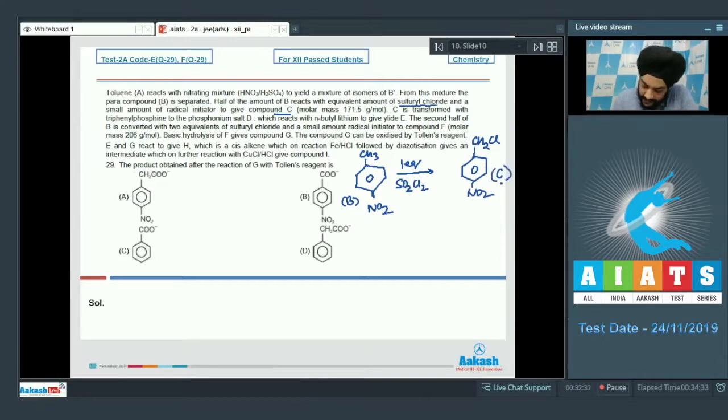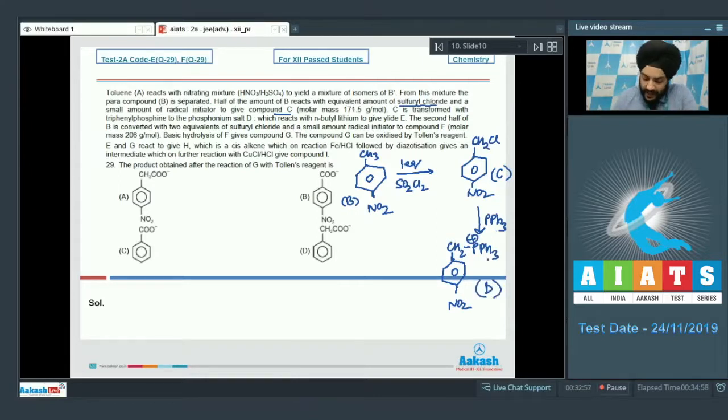Now this compound C is transformed with triphenylphosphine to give the phosphonium salt D. So when this reacts with PPh3, it gives us the phosphonium salt. So we're going to have the formation of this compound. So this is the compound labeled as D.